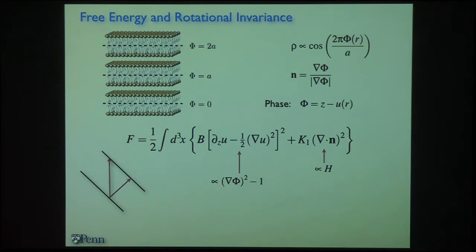This is the last time I'm ever going to write down an energy, because I'm interested in the ground states, and all I care about is these two terms. This term tells me that the layers are equally spaced, that grad phi wants to be magnitude 1. The other is the bending energy. It's telling me how much energy it costs to bend the layers. The ground state is a state where the layers are equally spaced and don't bend.